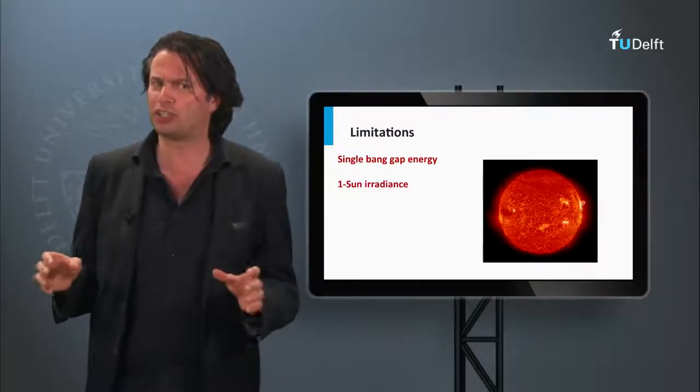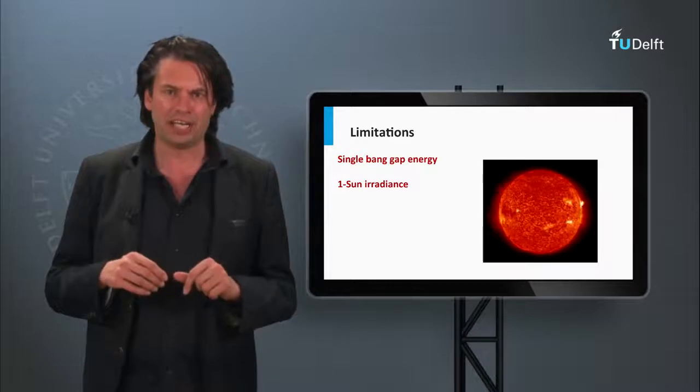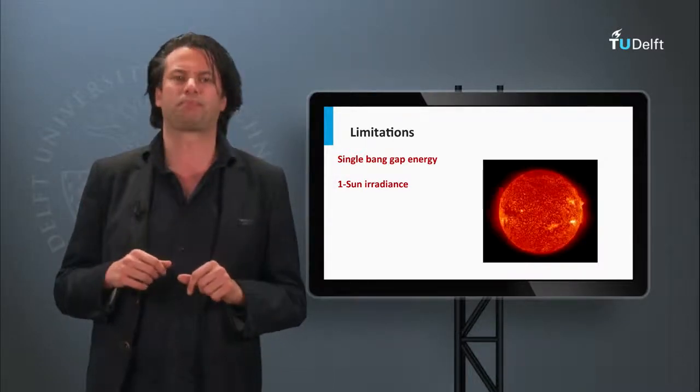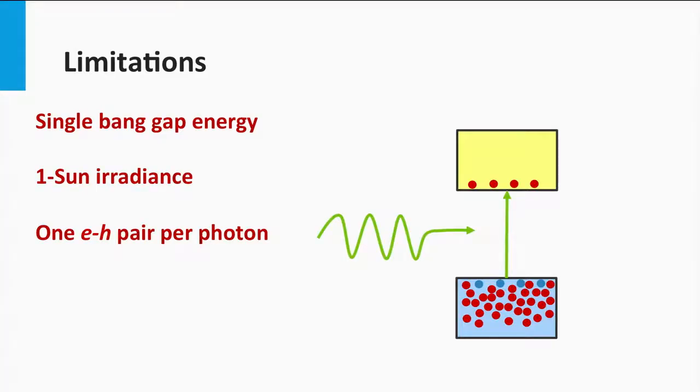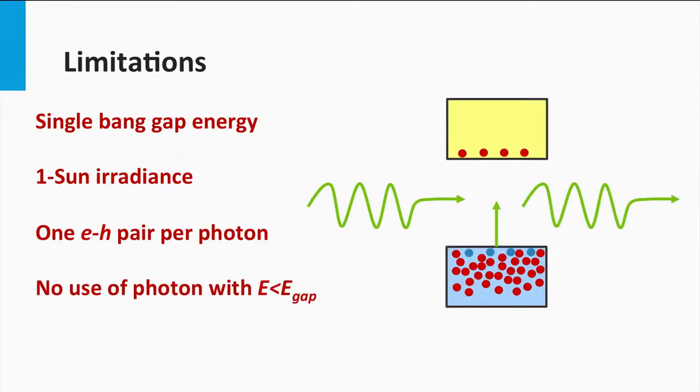Secondly, most solar cell concepts are based on irradiance incidence of one sun. Higher irradiance means more current generation. Thirdly, every photon only excites one electron in the conduction band, creating only one electron hole pair. The energy of high energetic photons could be utilized better if they would create more than one excited electron in the conduction band. Fourthly, the photons below the bandgap are not used. They do not result in charge carrier excitation.